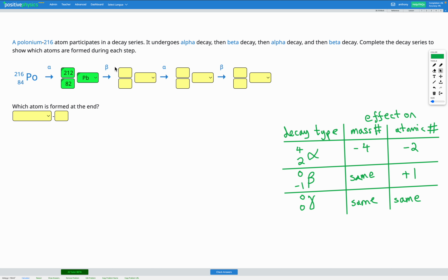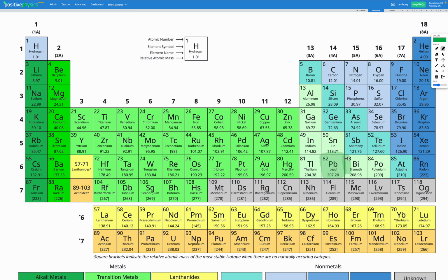Next, we have a beta decay occurring. So looking at our table here, our mass number is going to stay the same, but our atomic number is going to go up by 1. So we had 82, now it's going to be 83. Let's head to our reference sheet to see what has atomic number 83. Here it is. It's bismuth, which has the symbol Bi.